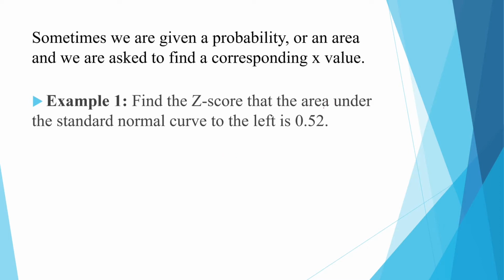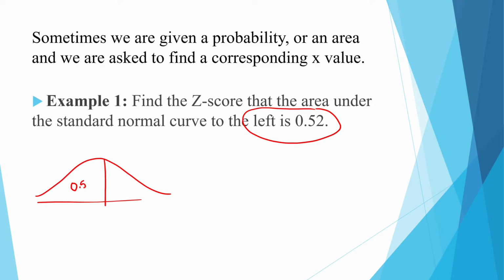Here, we are given the area to the left is 0.52. So what's going on here is we have the area to the left is 0.52. I'm asking what's the z-score that would give you the area to the left of 0.52. And for that, we'll go to our table. We will look for the area of 0.52 or the closest one to 0.52. Then we'll find the z-score that gives us this area to the left.